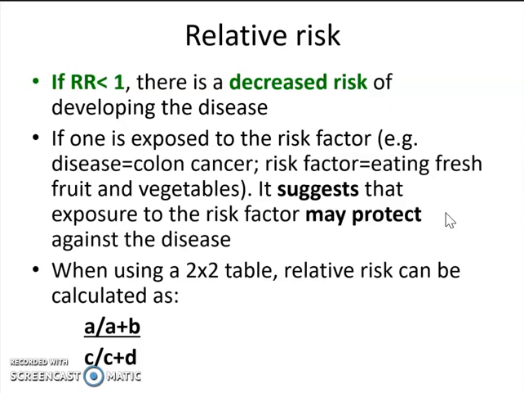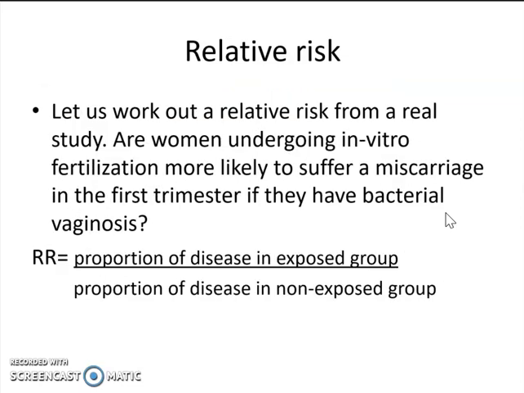In using our 2x2 table, relative risk can be calculated as A over A plus B divided by C over C plus D. Let us work out a relative risk from a real study. Are women undergoing in vitro fertilization more likely to suffer a miscarriage in the first trimester if they have bacterial vaginosis? Our RR is the proportion of disease in exposed group over the proportion of disease in non-exposed group.